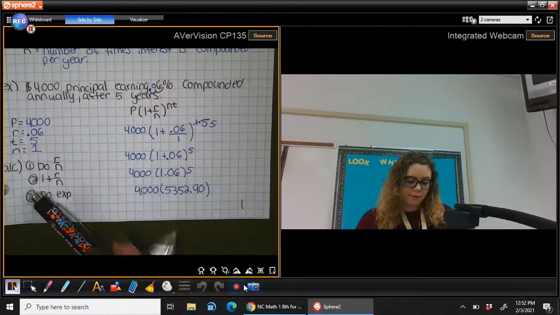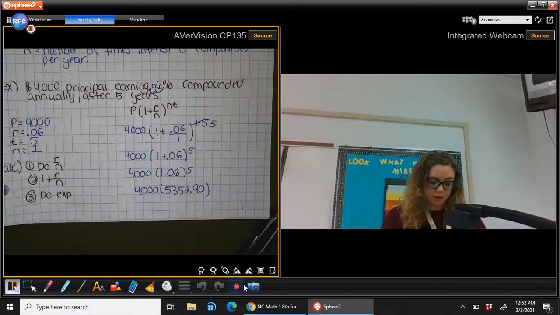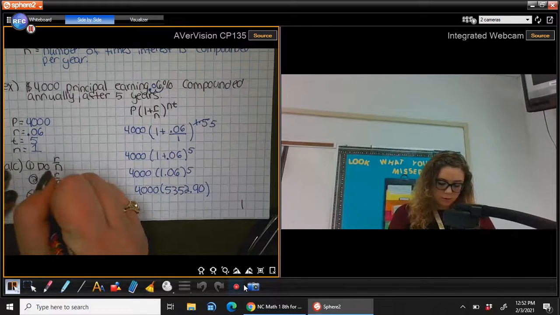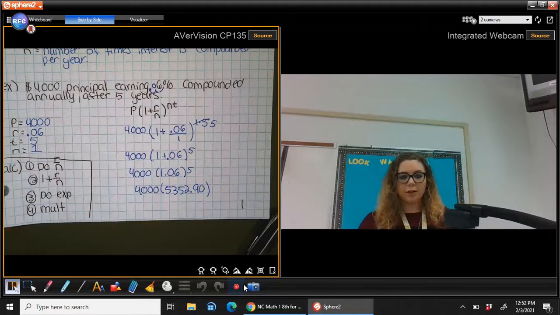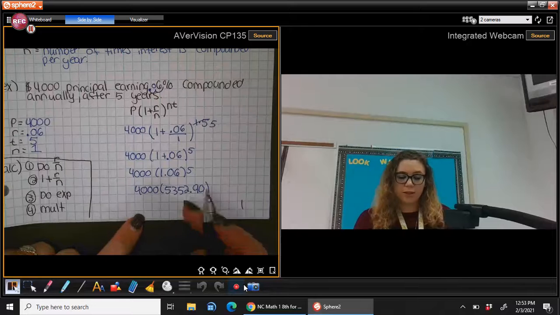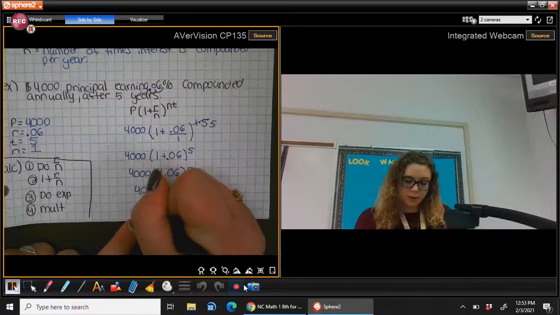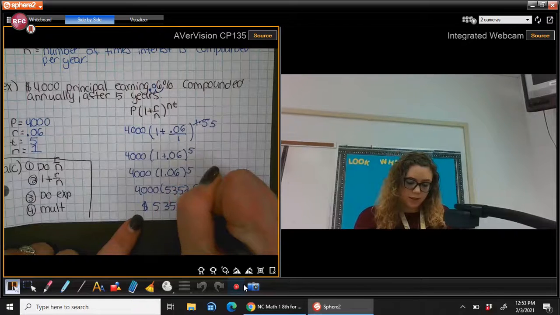And now you're going to multiply the answer by P. So you're going to do these steps every time in your calculator to get the answer you need. When you do that, you're going to always round to the 10th place, and you will get 5,352.90.